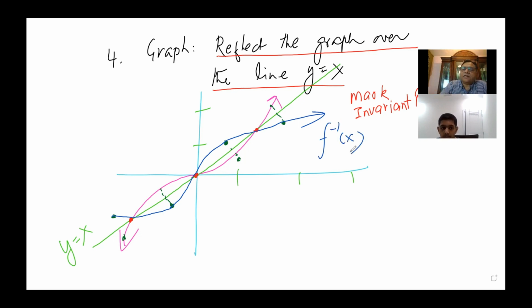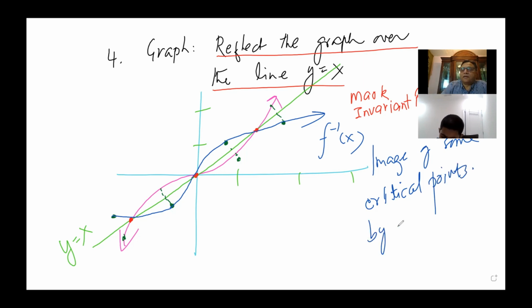So check inverse. So find image of inverse, image of some critical points by reflection on y equals x. And then you connect them. Is that clear to you?